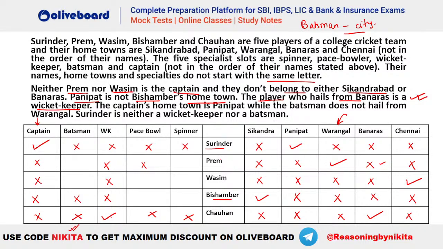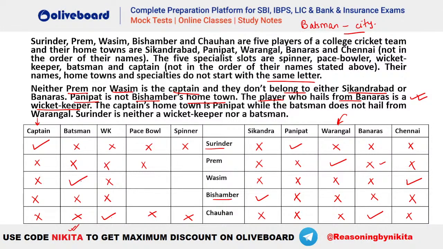So Prem cannot be the person who is a batsman because the batsman should not be from Warangal, isn't it? Prem is from Warangal, so that means he is not the batsman. If he is not the batsman, that means Wasim should be the batsman. I hope this is clear, right? So Wasim will be the batsman and he is from Chennai.